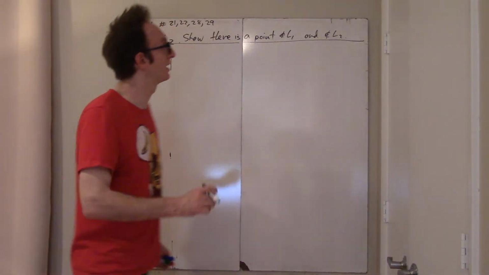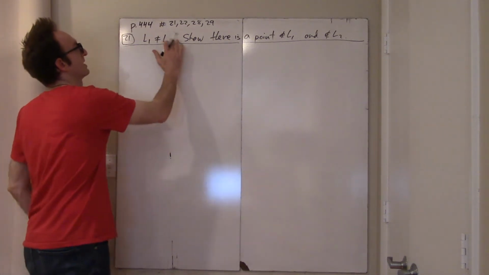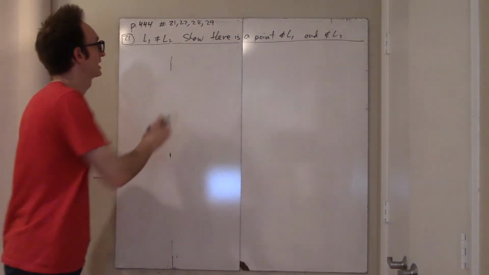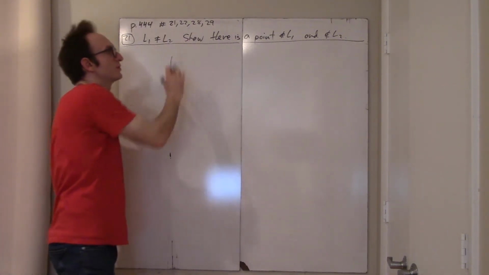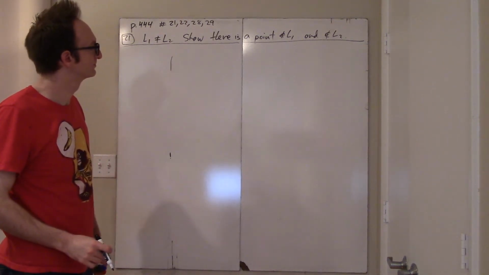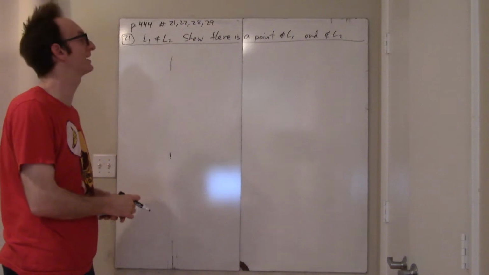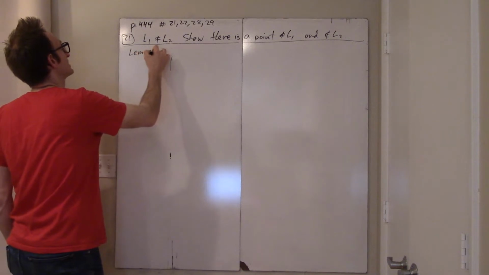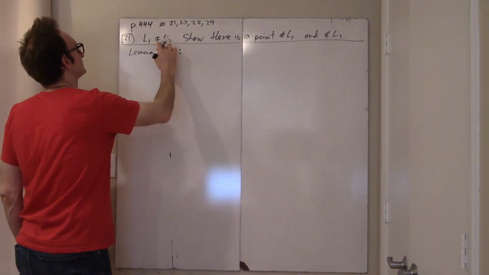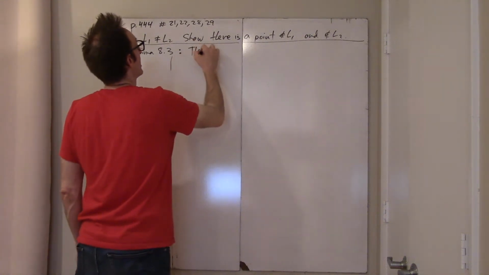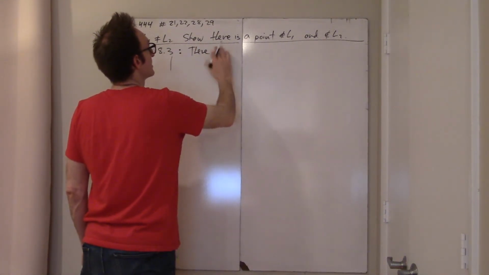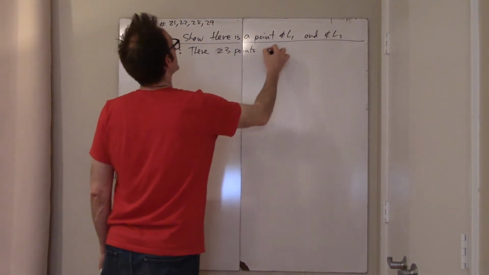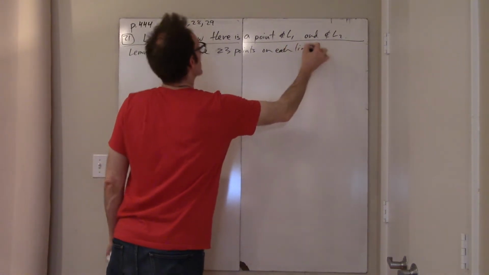I'm going to change the homework as well, because I just think that we can use some of our previously proved theorems. So I'm going to use lemma 8.3, and lemma 8.3 says that there are greater than or equal to 3 points on each line. So every line has at least 3 points on it.